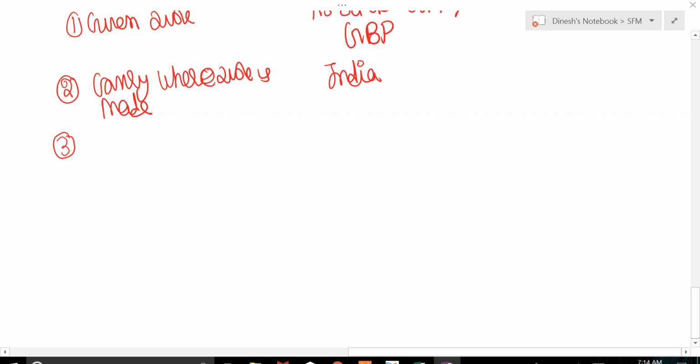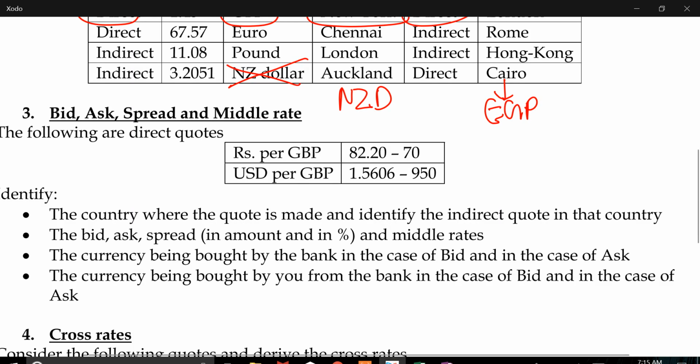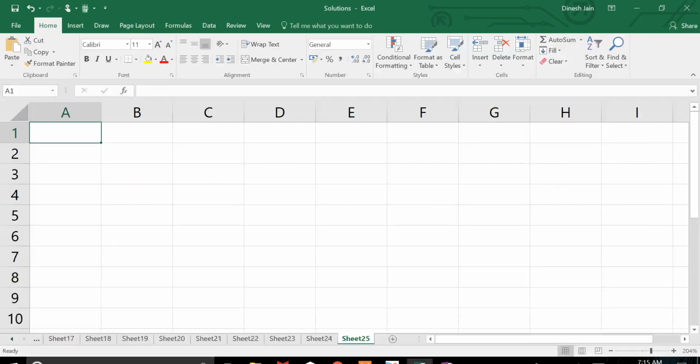They have also asked for the indirect quote in India. Listen for some time. They have asked to identify the indirect quote in that country. Now the given quote is 82.20-82.70. This is what is given in the question.